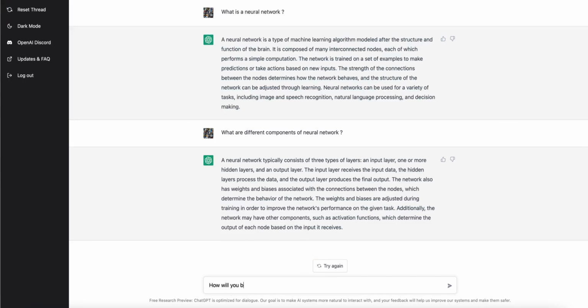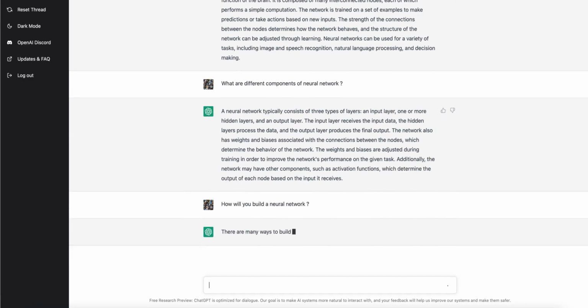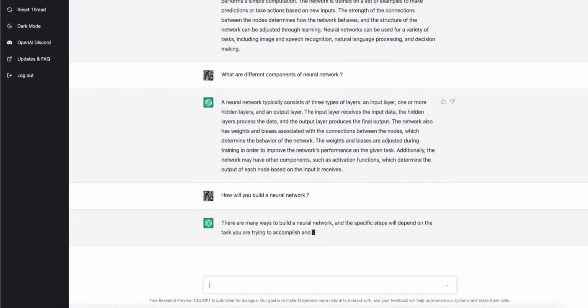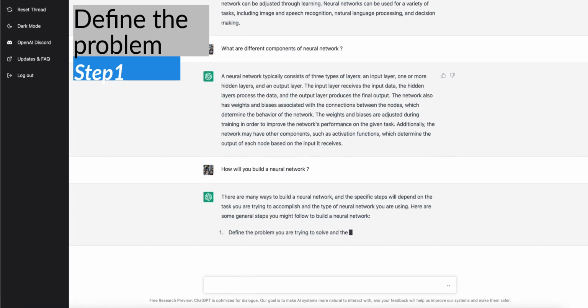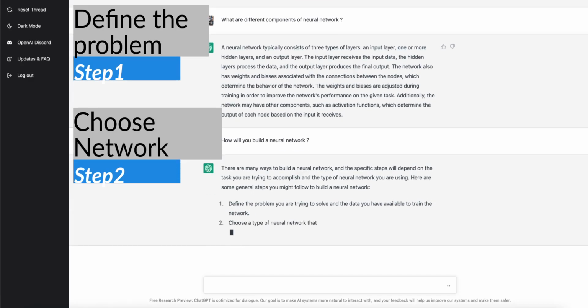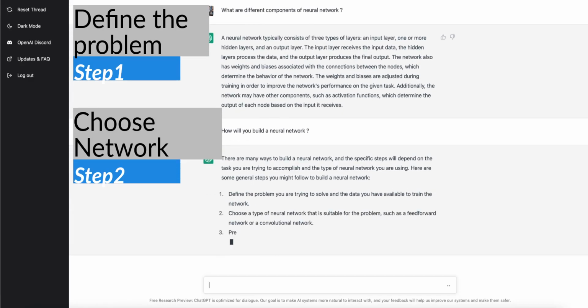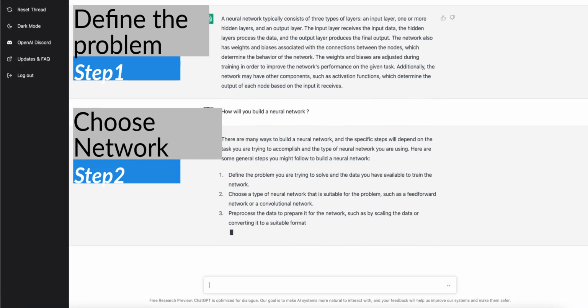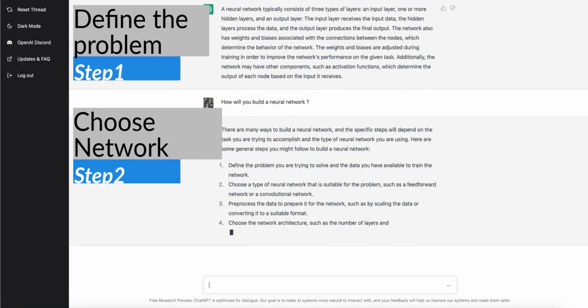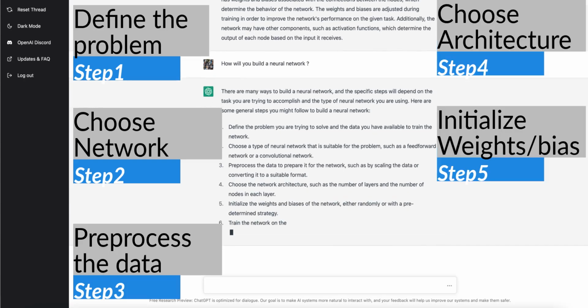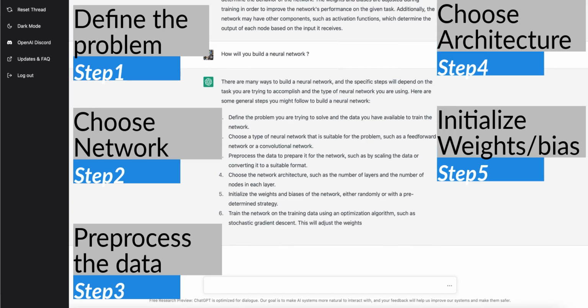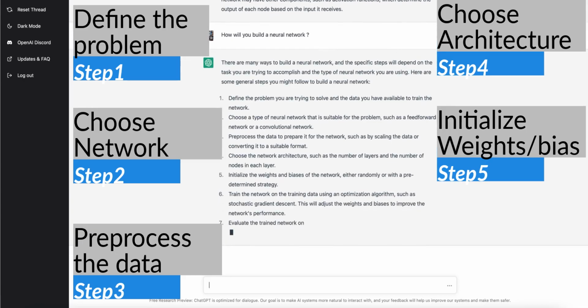Let's try to understand how to build a neural network. Define the problem you are trying to solve and the data you have available to train the network. Choose a type of neural network that is suitable for the problem, such as a feed-forward network or a convolutional network. Pre-process the data to prepare it for the network, such as by scaling the data or converting it to a suitable format. Choose the network architecture, such as the number of layers and the number of nodes in each layer. Initialize the weights and biases of the network, either randomly or with a predetermined strategy.